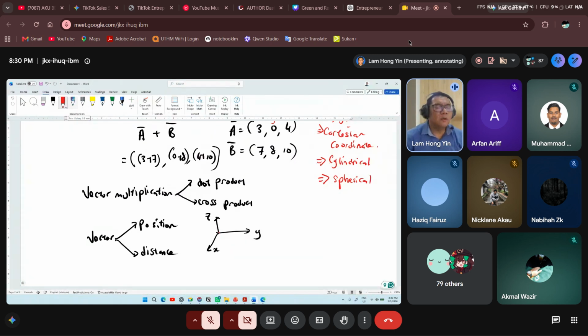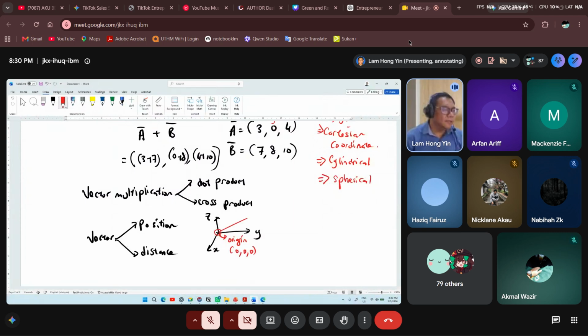I have a vector from the center here. I totally forget what we call the term for 0, 0, 0. Can anyone help me recall? Origin. Origin. All right, I'm too old to recall this. This is the origin. Origin means 0, 0, 0.